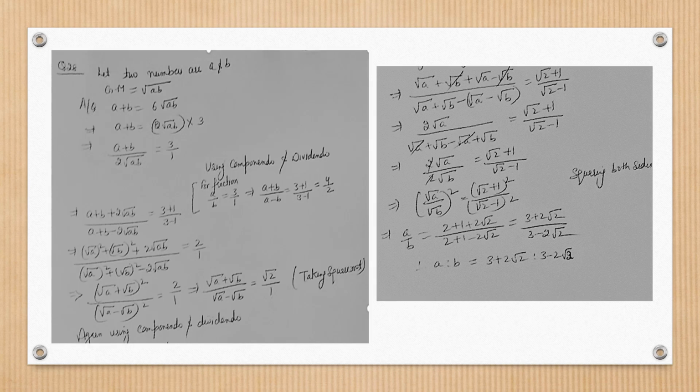This question can also be done in some other way, and you may find it easier. Let two numbers be a and b, and the geometric mean between them is given by root ab. Now according to the question, a plus b is equal to 6 times root ab. Up to here everything is the same. Now I can write a plus b is equal to 2 times root ab into 3. I just factorize this 6 as 2 into 3.